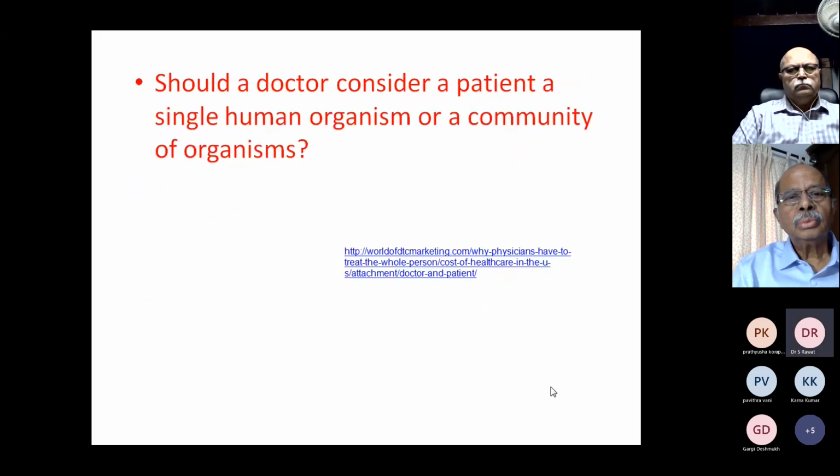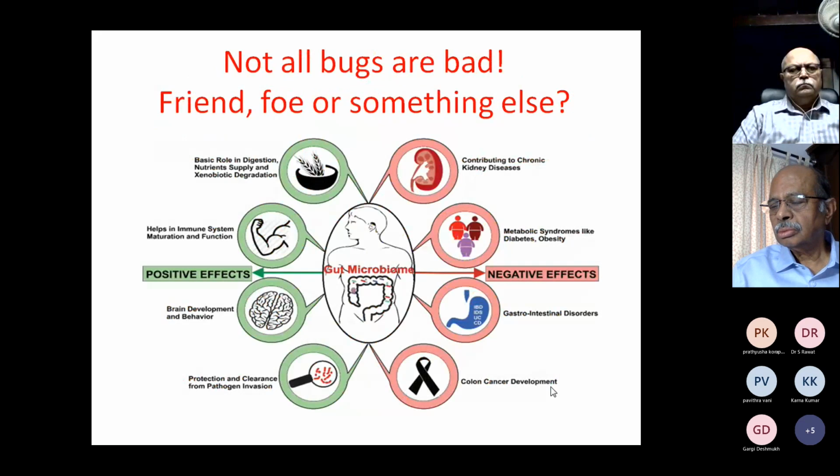So, shall a doctor consider a patient a single human organism or a community of organisms? This is a new concept which is emerging. For a complete addressal of any problem, I think we should consider the whole community as a target, what we want to treat, and we should aim to restore the balance. Whenever the balance is disturbed, that is what leads to various diseases. So we should aim to restore the balance whichever way we can.